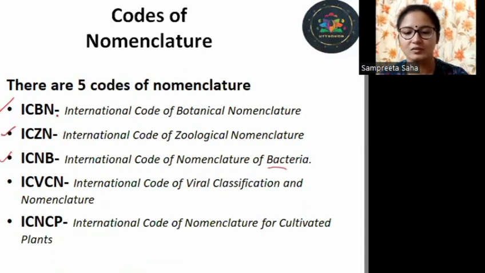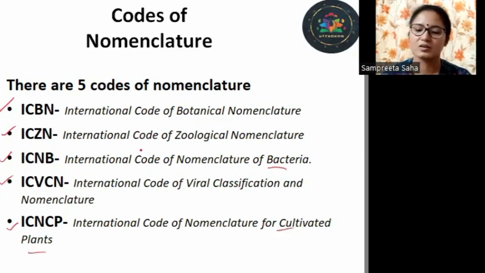Next, we have the abbreviation for International Code of Zoological Nomenclature, that is ICZN. Next, ICVCN, International Code of Viral Classification and Nomenclature. And lastly, International Code of Nomenclature for Cultivated Plants. So these codes have the rules of naming the respective organisms.